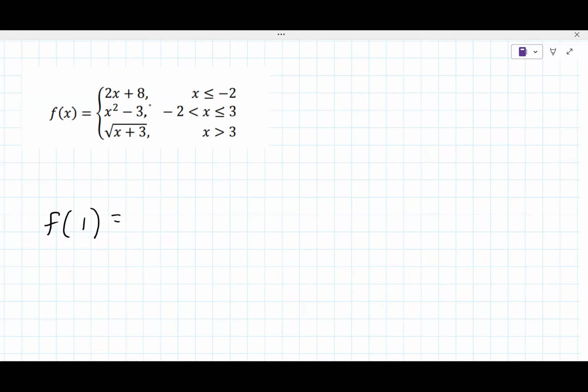Okay. Now f of 1 right there. So start by asking, is 1 less than or equal to -2? It's neither, so it's false. Now check, is 1 between -2 and 3?